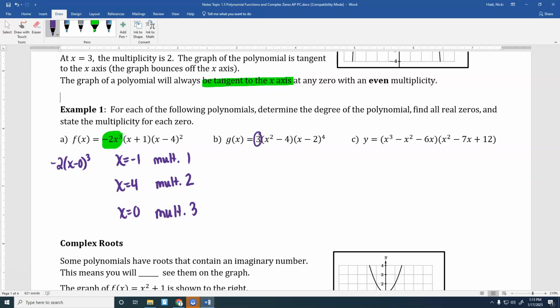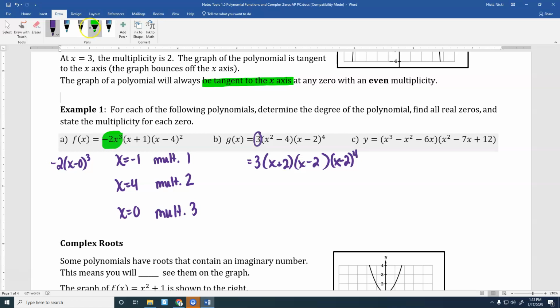X squared minus 4, you cannot find a 0 for it yet because it has the squared. So you need to factor that. Anybody remember how to factor x squared minus 4? There'll be two sets of parentheses. We'll have an x here, plus 2 and minus 2. It's a difference of squares. It's like one of those special cases. So we need to factor that first.